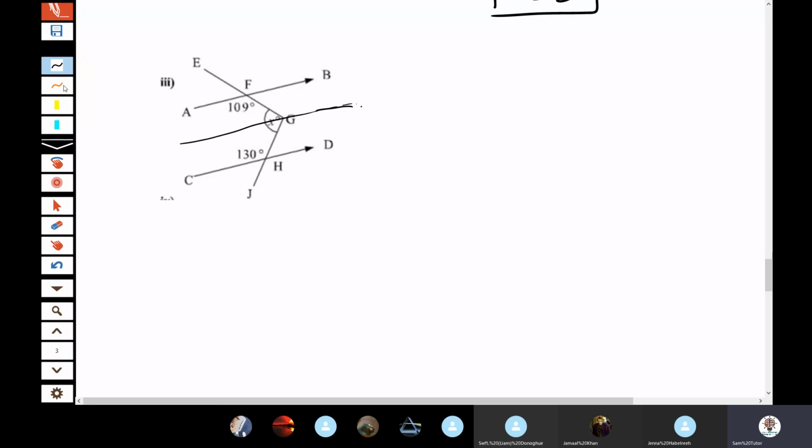And once you've done that, you've got a lot of ways of doing it. You could have done it through co-interior. You could do it through alternate, which I think is the faster way. So your working out looks like this. Construct or draw line. You don't have to write construct. Let's call this KL. Construct line KL through G parallel to AB and CD.